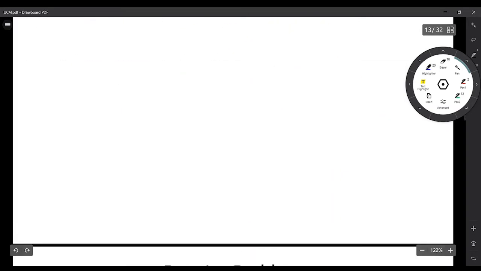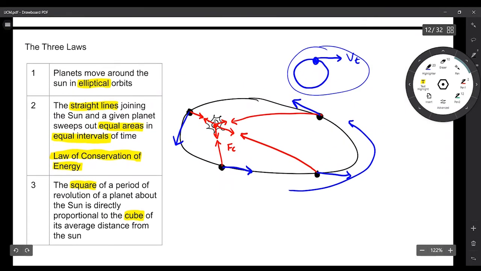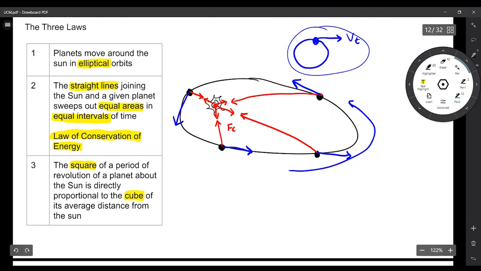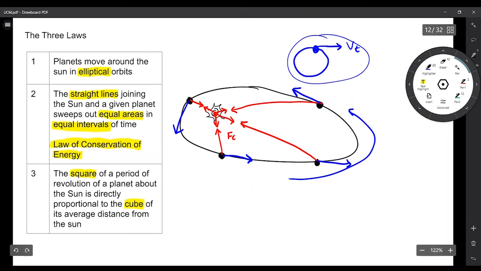What's the next slide? Okay. Perfect. 3, 2, 1. So, we're going to move on.